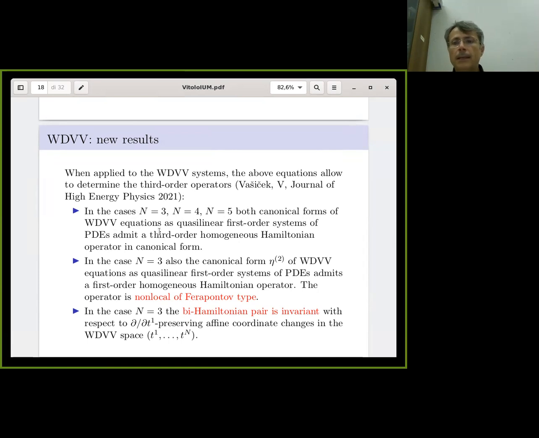In the case n=3, we were also able to prove that the canonical form eta 2 is bi-Hamiltonian. So it also admits a first order homogeneous Hamiltonian operator. The point is that this operator is non-local, so it's not so easy to find it. And the other new result is that this operator is compatible with the third order operator that we find on such systems.